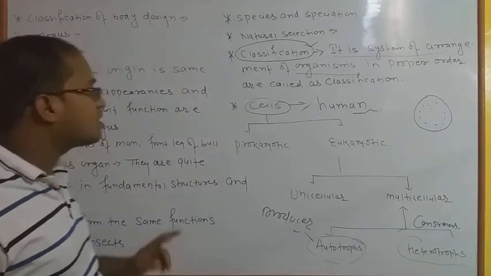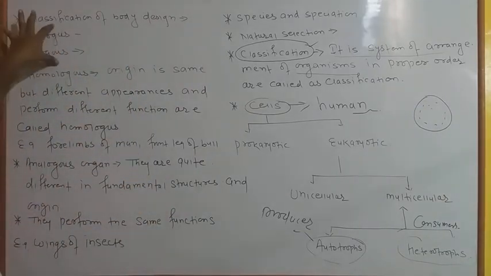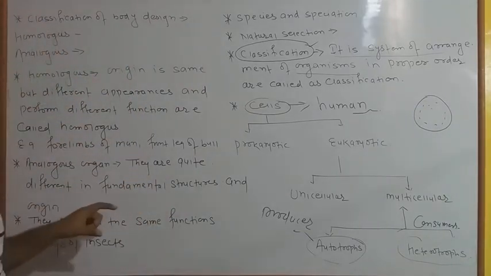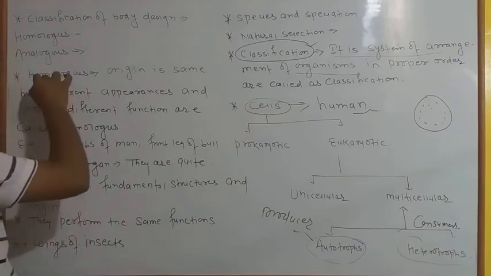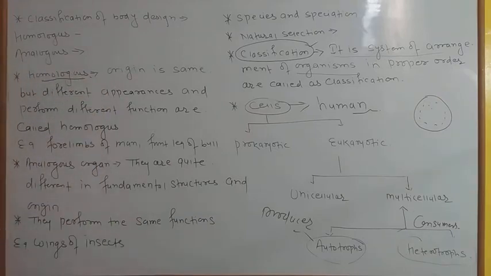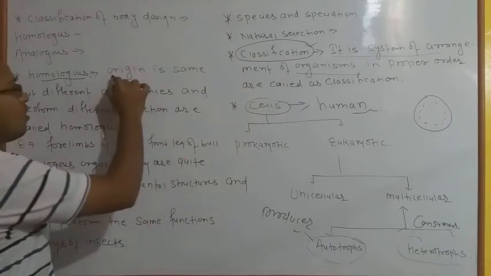So you have to focus on these two topics very carefully, because many times the question may arise: what is the difference between homologous organ and analogous organ? Okay, so first one here, what is the meaning of homologous organ? Generally, homologous organs means the origin is the same.